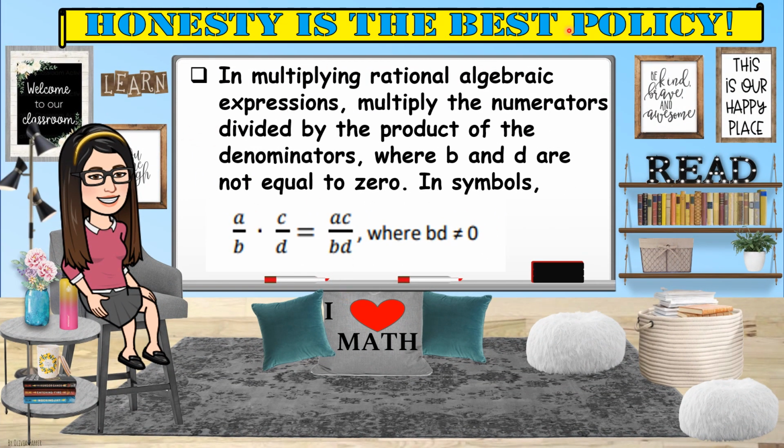Alright, in multiplying rational algebraic expression, you multiply the numerators divided by the product of the denominators, where b and d are not equal to 0. So in symbols, we have a over b times c over d. This will give you ac over bd, where bd is not equal to 0. Kasi nga po, pag naging 0 yung denominator mo, undefined na yung sagot mo. Okay?